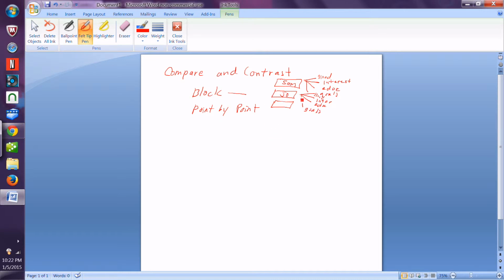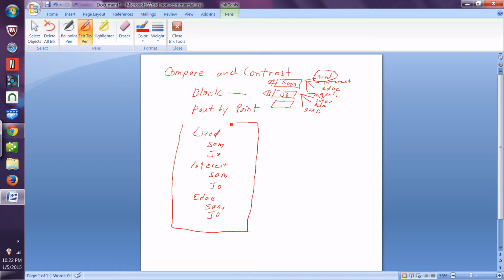With point by point, the whole paragraph isn't devoted to Sam and then the whole paragraph to Joe. Instead, you would take one of the traits, say where they lived, and first you would tell about Sam, then you would tell about Joe. And this would be in the same paragraph. And then you would talk about their interest, and you would say a sentence about Sam, then about Joe. Then you would talk about their education, you would talk about Sam, and then you would talk about Joe. And so this is all in one paragraph, and that's the point by point. We make a point about each one right after the other.